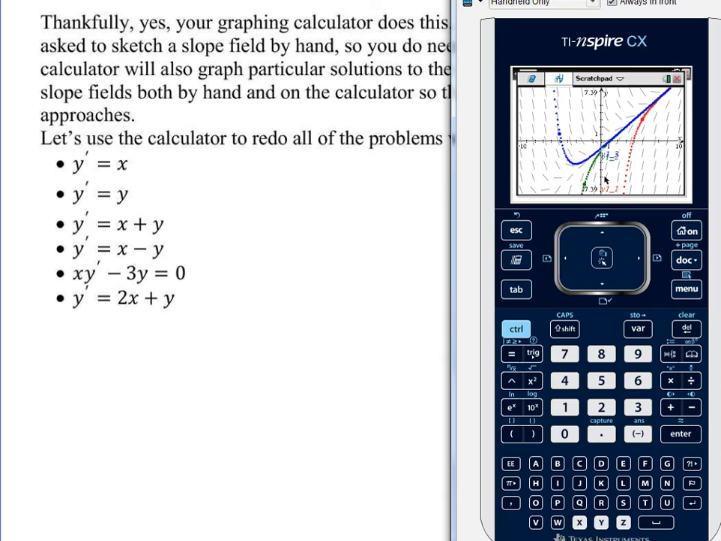So I want to also do this one, x y prime minus 3y equals 0. What should we do on that one first? Yeah, we got to solve for y prime there. So on this one, I'm going to add 3y to both sides. x y prime equals 3y, and then divide both sides by x.